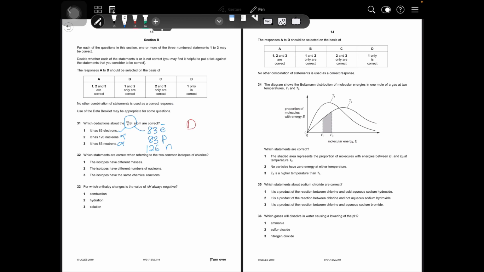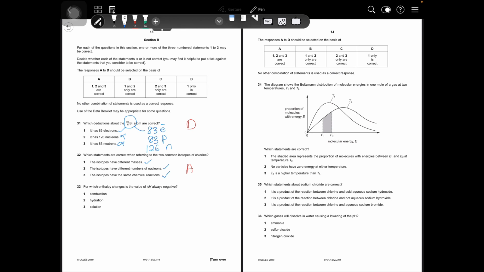Next, which statements are correct when referring to the 2 common isotopes of chlorine? It has different masses, true, because they have different numbers of neutrons. They have different numbers of nucleons, which is also true. And they have the same chemical reactions, true, because they have the same number of electrons. All is correct, the answer is A.